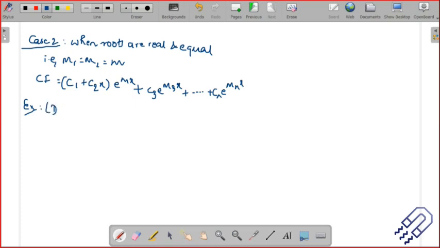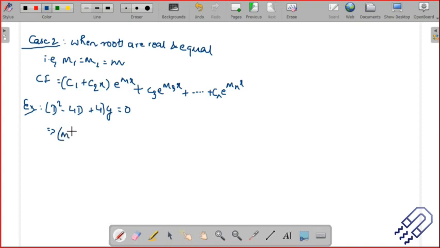Okay, let's take an example here for this case. Maybe I can have d square minus 4d plus 4 y is equal to 0, and then if we just solve it, this is (d minus 2) square y, so it will be a square minus 2ab plus b square. So you can actually have an extension here.